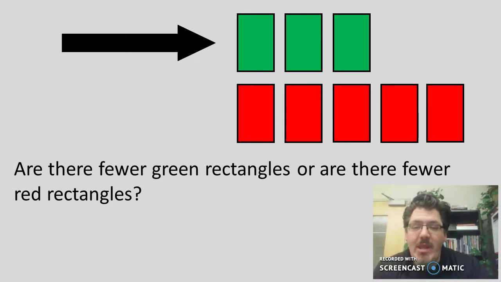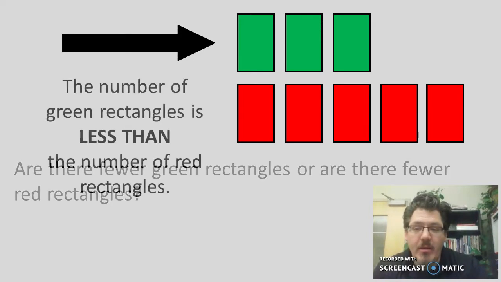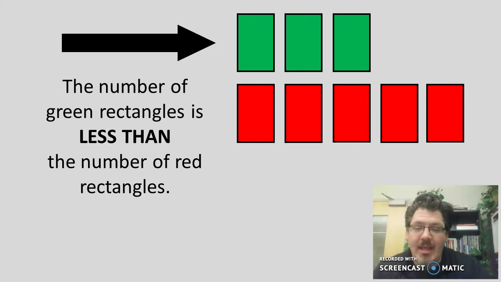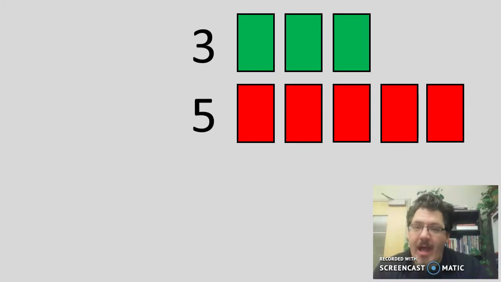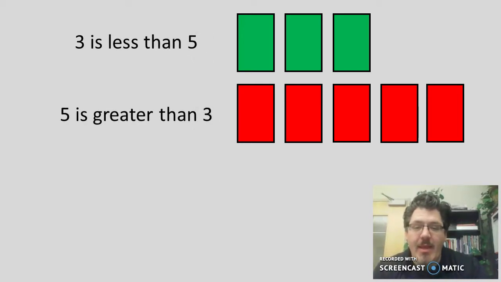Have your child state what is observed, something like, the number of green rectangles is less than the number of red rectangles. Next, count up the number of rectangles. There are 3 green rectangles and 5 red rectangles. This means that the number 3 is less than the number 5. Or vice versa, the number 5 is greater than the number 3.